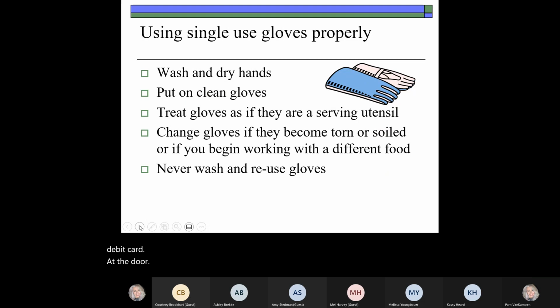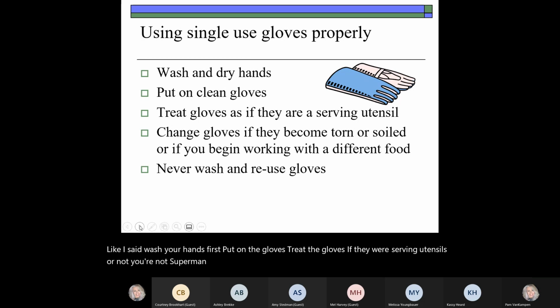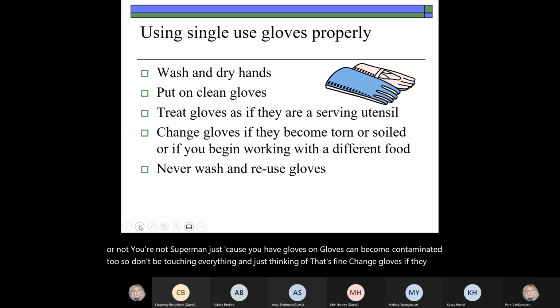And then how to use single-use gloves is on page 21 and 22. Like I said, wash and dry your hands first, put on the gloves, treat the gloves as if they were serving utensils. You're not Superman just because you have gloves on. Gloves can become contaminated too, so don't be touching everything and just thinking, oh, that's fine. Change gloves if they become torn or soiled.